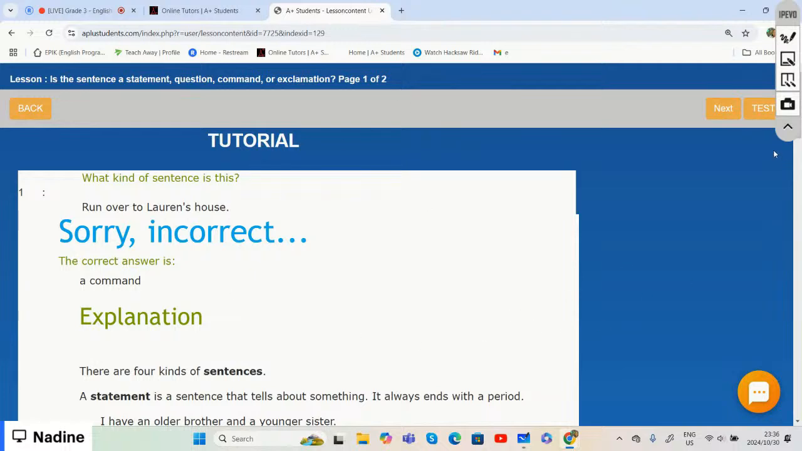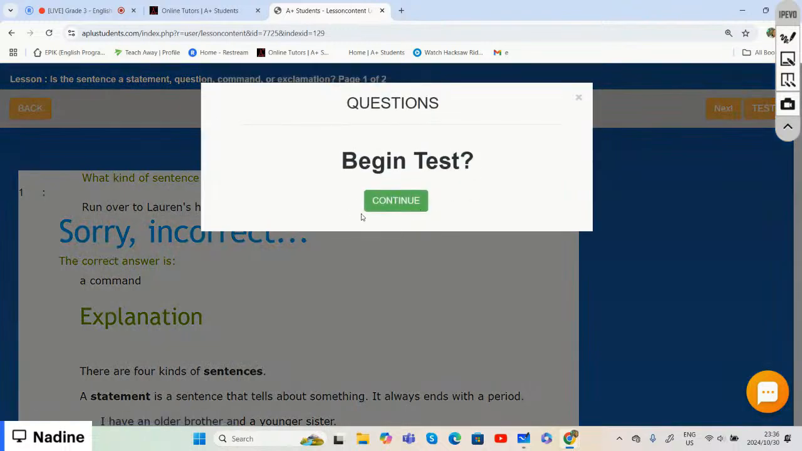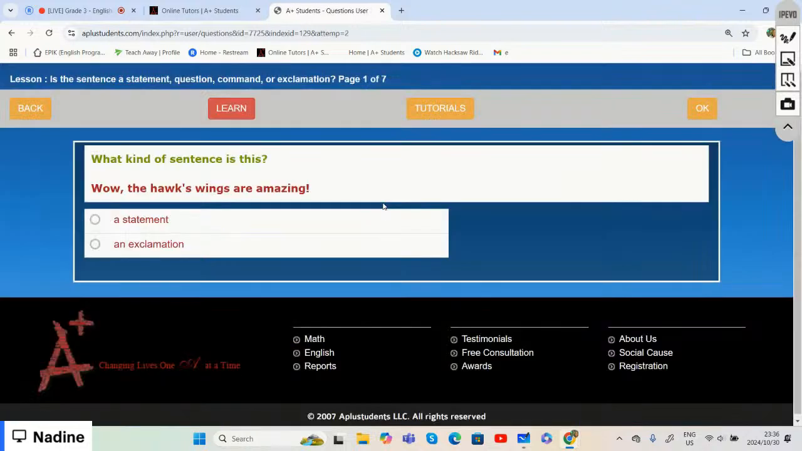So now let's go to our test where we are going to say, is it a sentence? Is it a statement? Is it a question, a command, or an exclamation? We need to say what type of sentence this is.